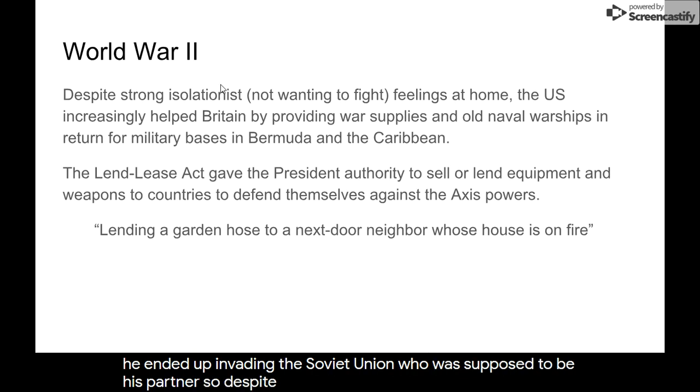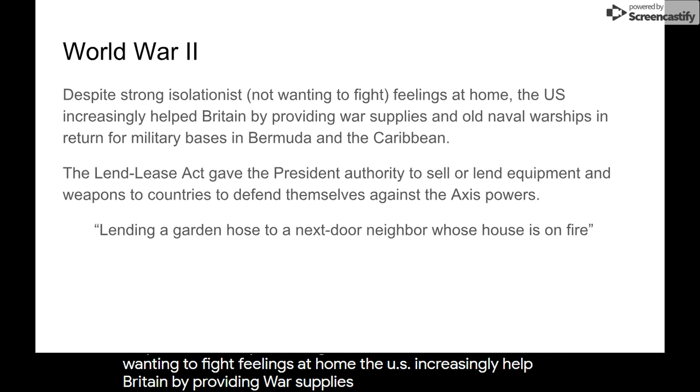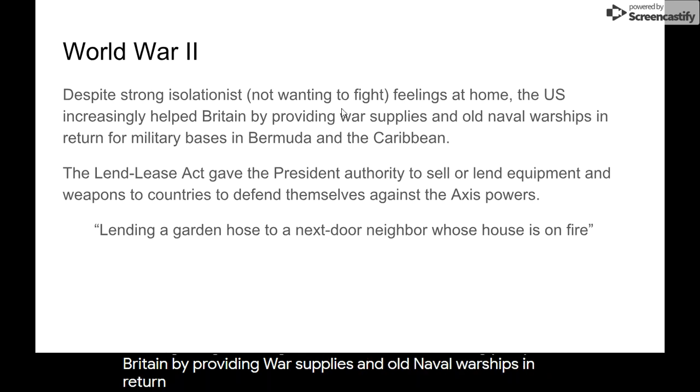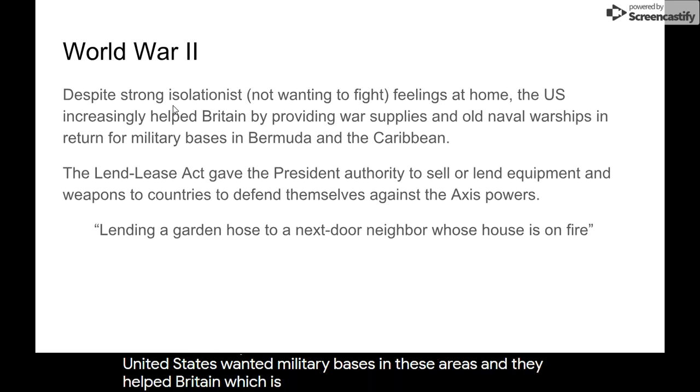So despite strong isolationist feelings at home, which means not wanting to fight, the U.S. increasingly helped Britain by providing war supplies and old naval warships in return for military bases in Bermuda and the Caribbean. So the United States wanted military bases in these areas, and they helped Britain, which is England, by giving them war supplies.